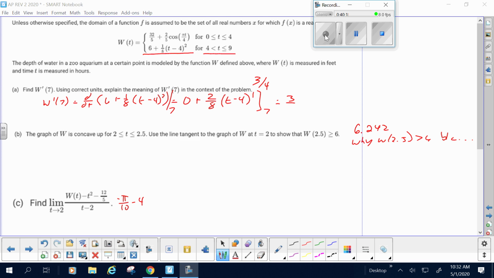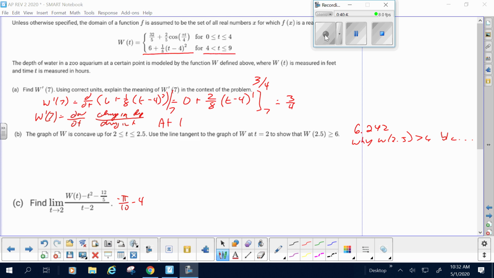All right, also it said, explain the meaning of W prime of 7 in the context of the problem. I don't like to interpret Newton notation. I like to interpret Leibniz notation because that tells me that it's change in W, which is the depth of the water, over change in time in hours. All right, so my explanation goes something like this.